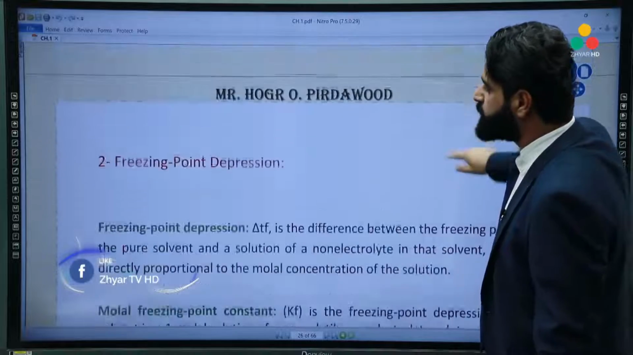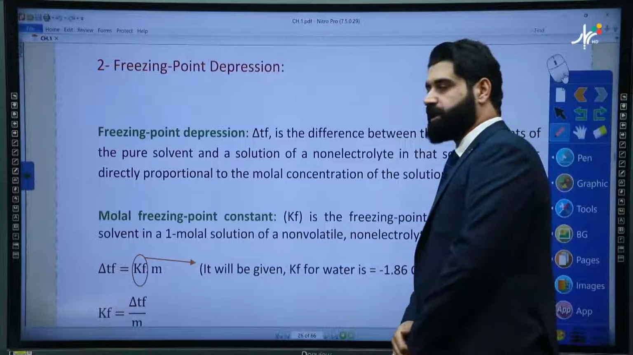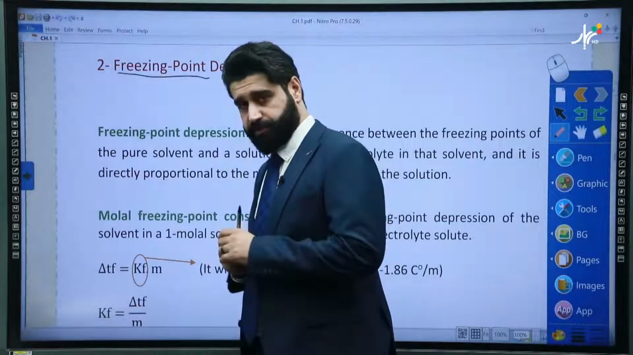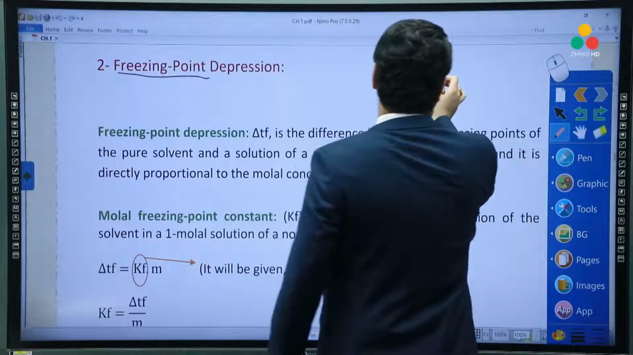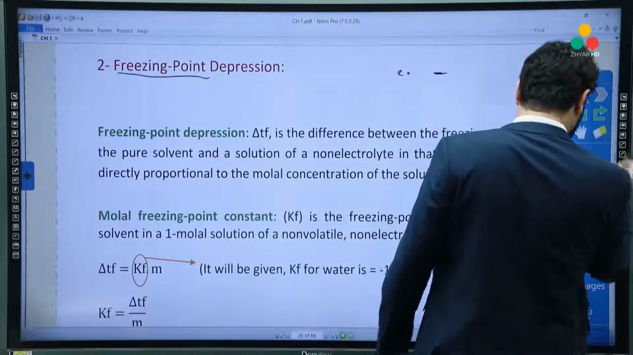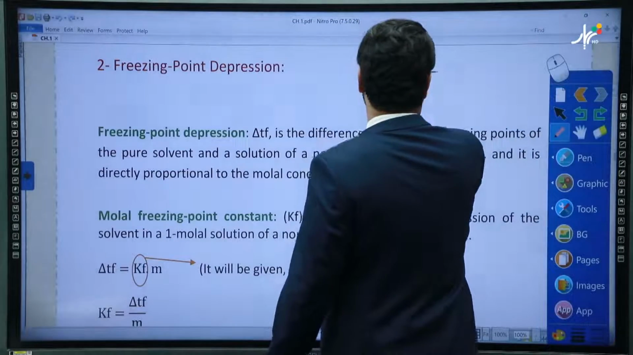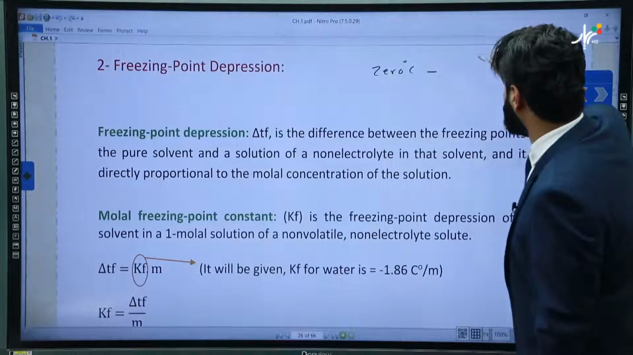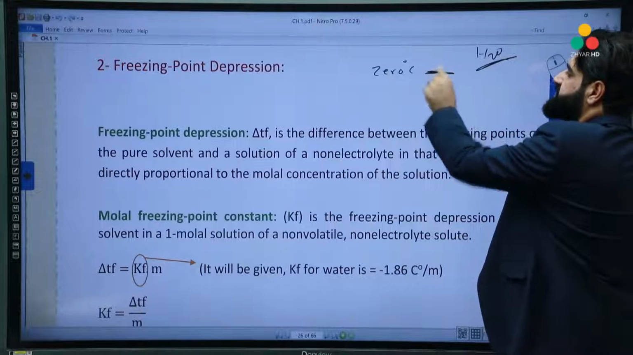And now the second colligative property, freezing point depression. What is freezing point depression? Again, water freezes at 0 Celsius degrees. Look, here is the freezing point of water. What a wonderful handwriting I have. Look here, 0 Celsius for water, H2O. Water freezes here, at 0 Celsius degrees.